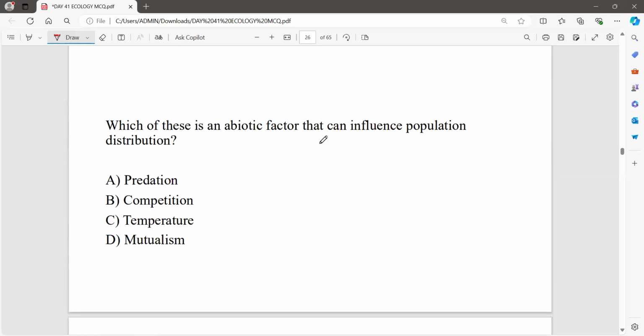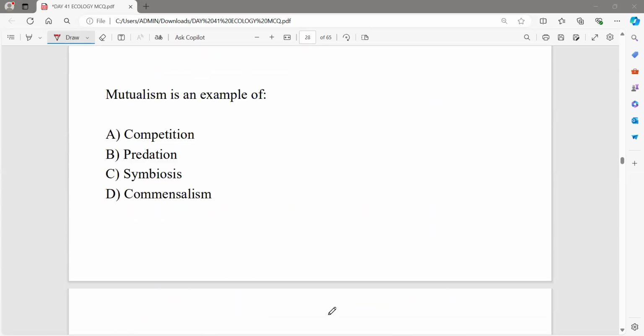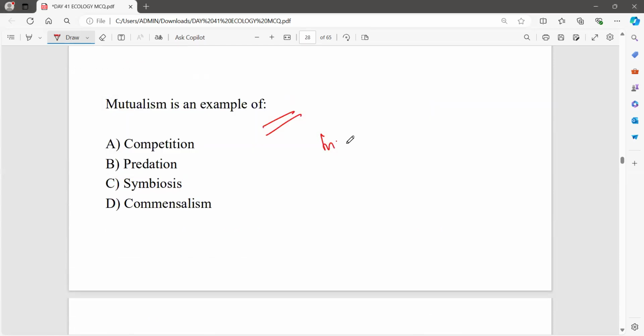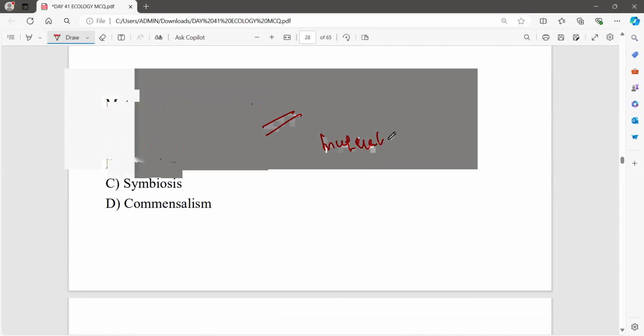Okay. Now, which of these is an abiotic factor that can influence population distribution? Which is an abiotic factor that influences population distribution: predation, competition, temperature, or mutualism? That will be temperature. Very good. Mutualism is an example of mutualism.